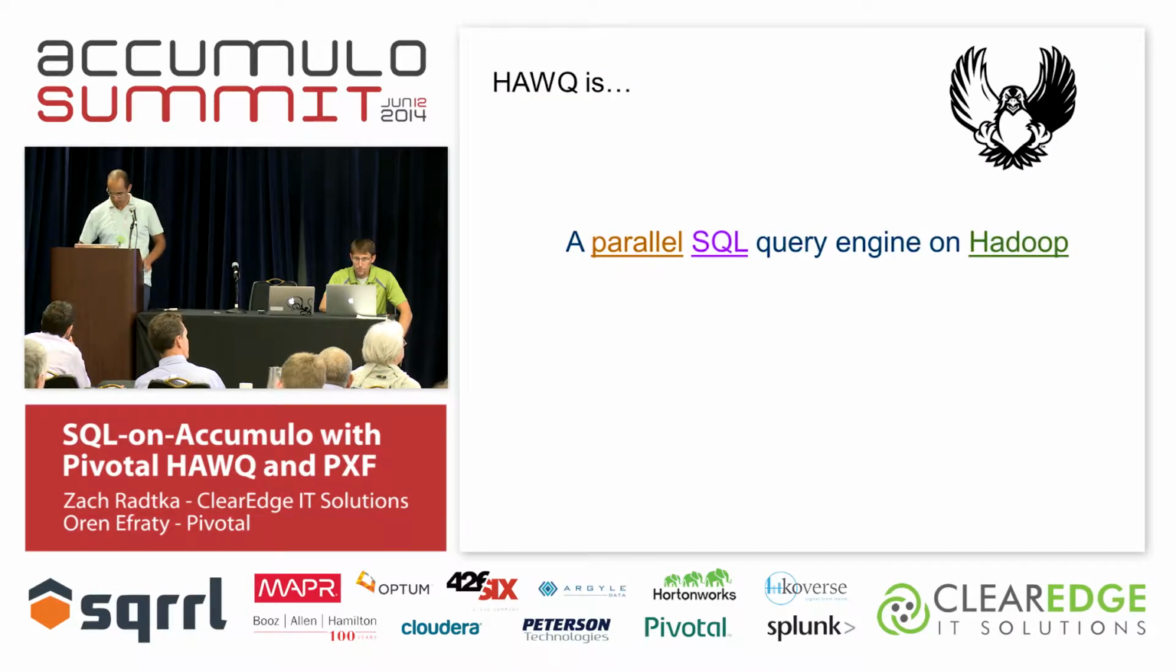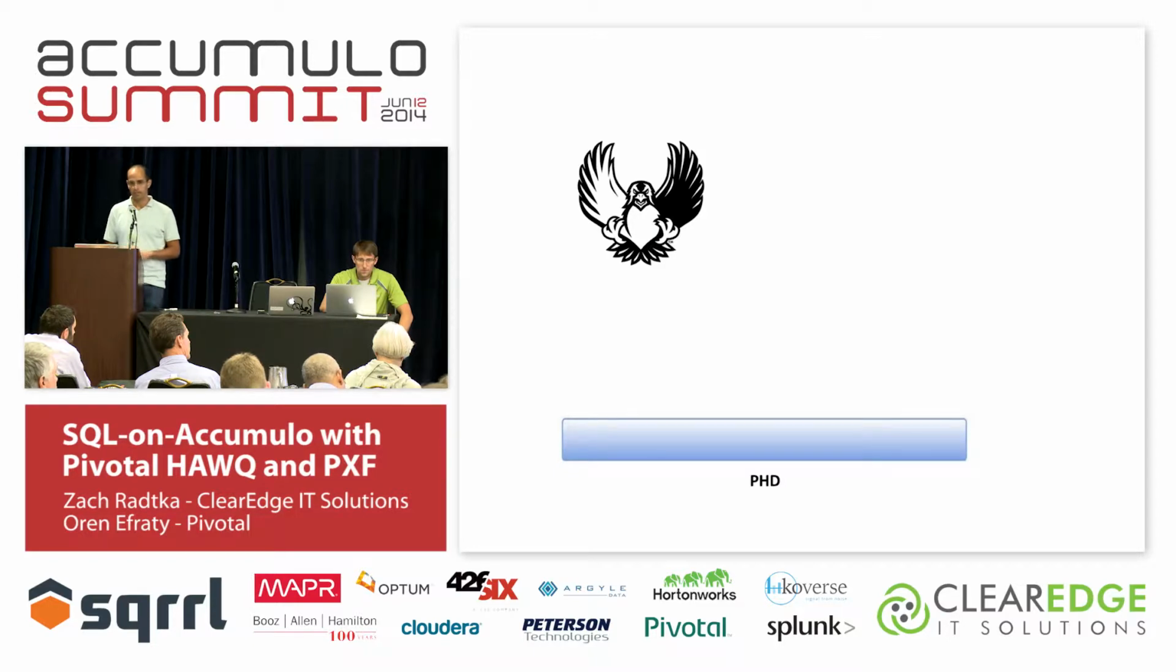So Pivotal was born out of EMC and VMware, focused on creating a new platform for cloud computing and big data, and it merged several lines of projects from its parent companies. One of them was Greenplum DB. Pivotal HAWQ is based on Greenplum DB. It's an MPP database, massive parallel processing database, runs on top of Hadoop.